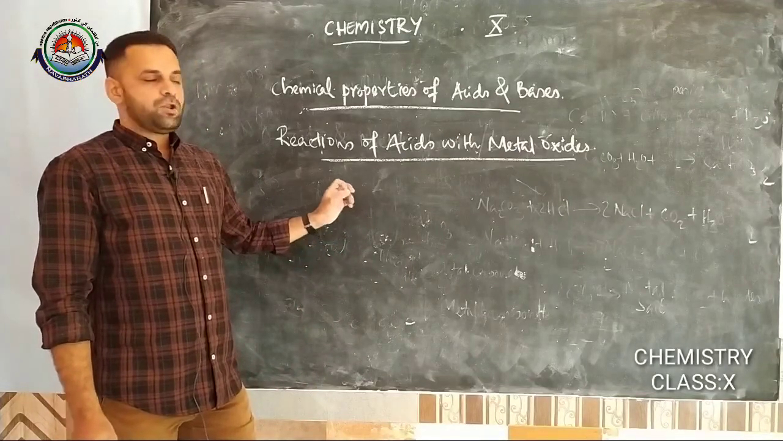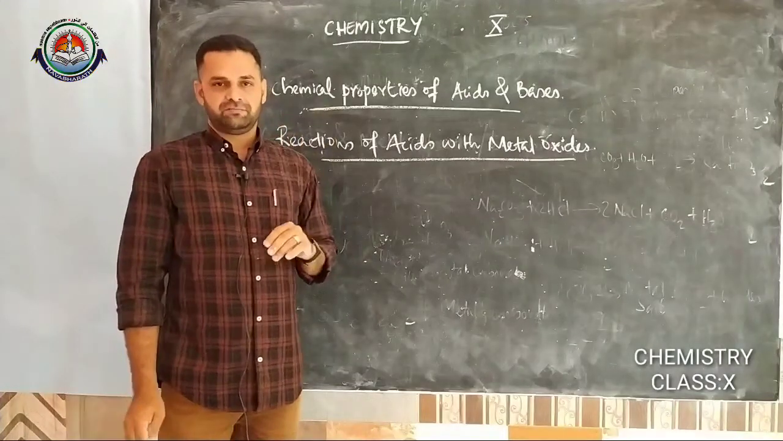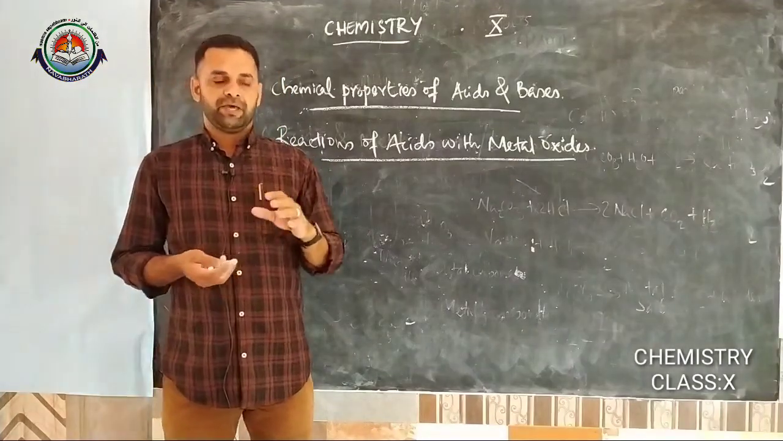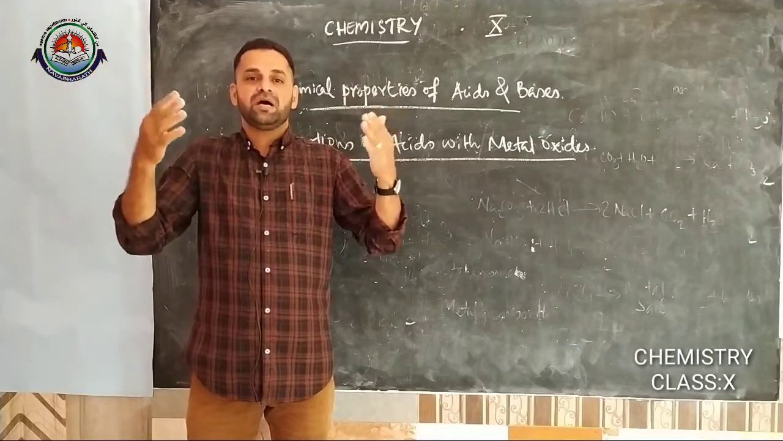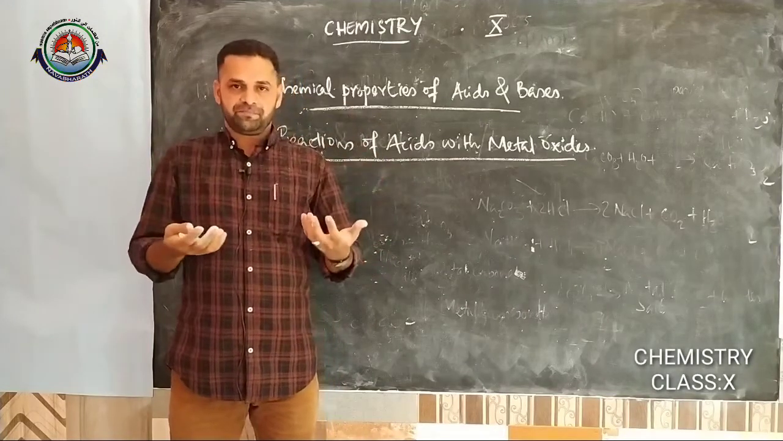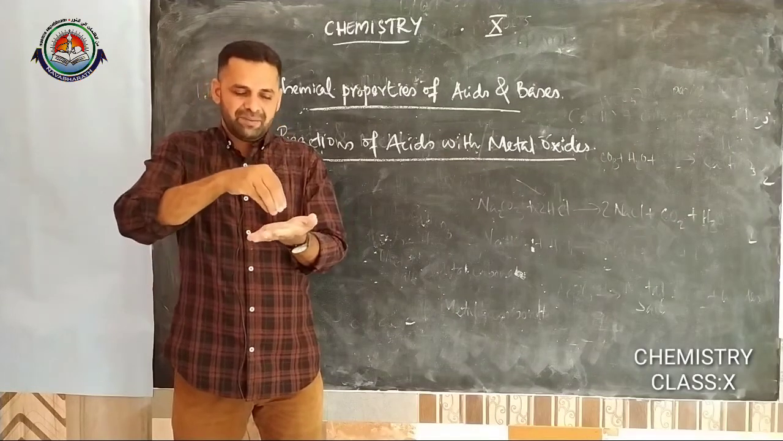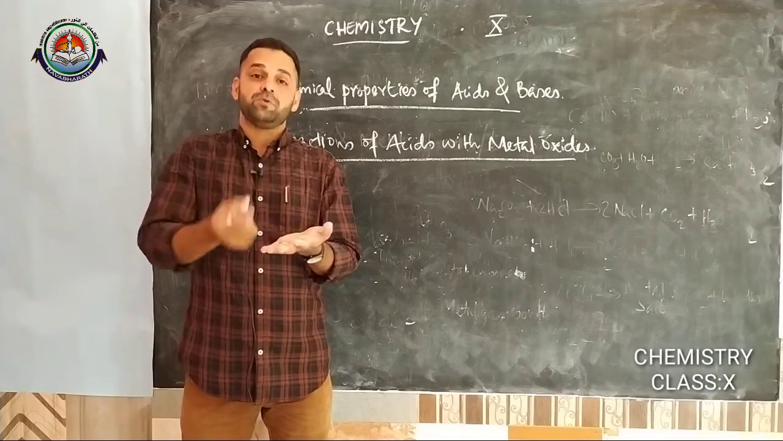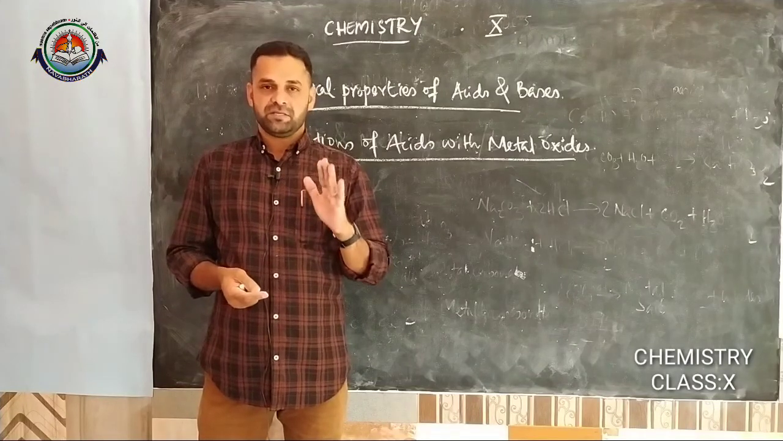Metal oxides, as we studied in lower classes, are basic in nature. In 8th standard we did an experiment in the lab: when we burn magnesium ribbon, it burns with a dazzling white flame, because it is an exothermic reaction. After burning, when we dissolve the ash in some water and dip red litmus paper, the red litmus paper turns blue. That is due to the basic nature.